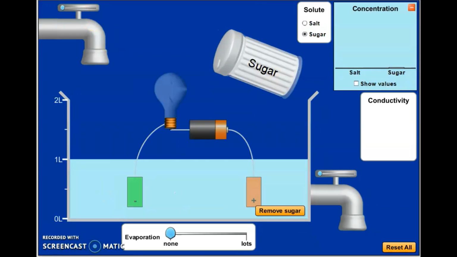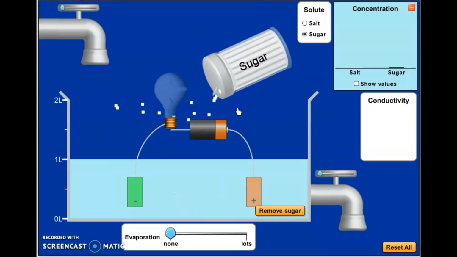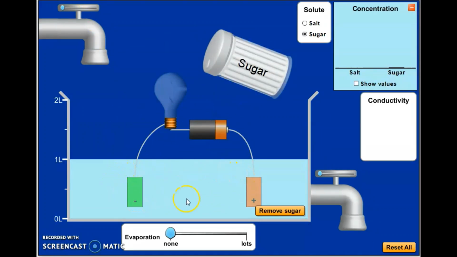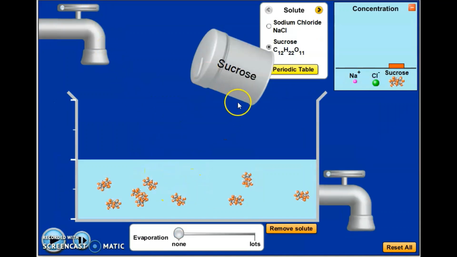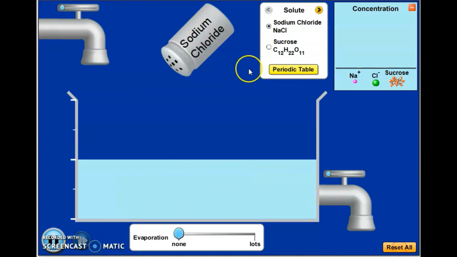So that's why, when I go back here and add my sugar to this, those sugar molecules have dissolved. They're in here, but they're still together as individual neutral molecules. So there's no electricity being conducted here at all. This will work with any solute, okay?